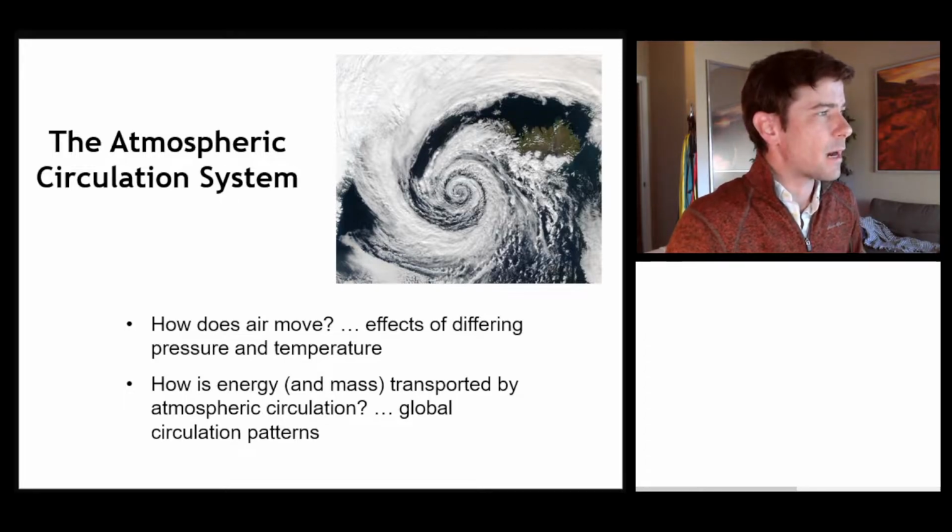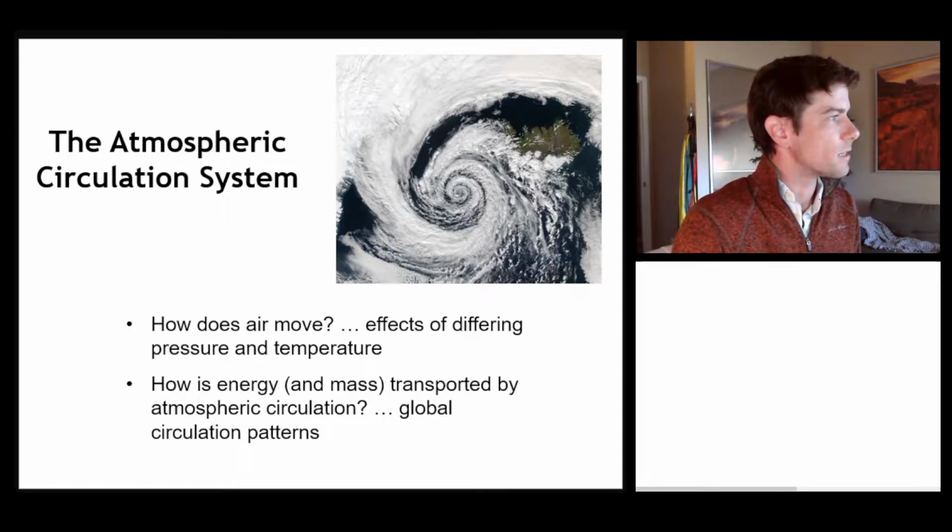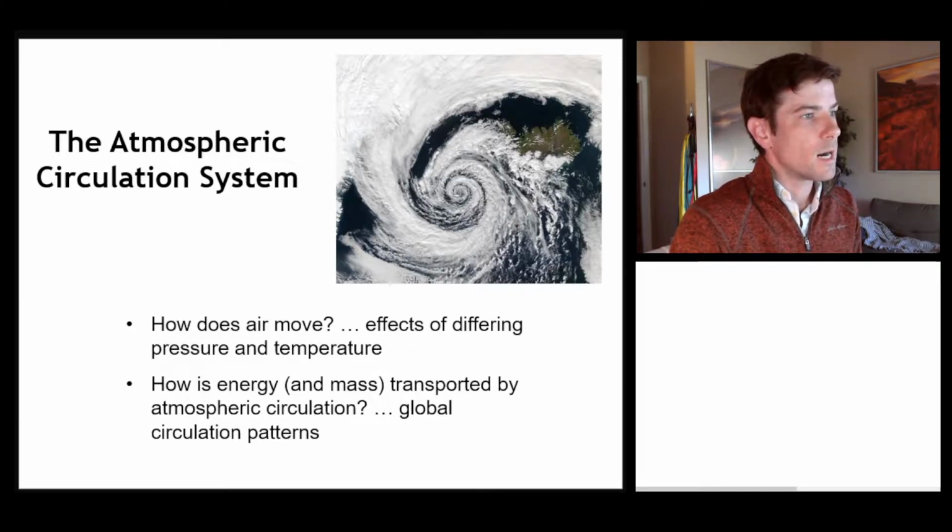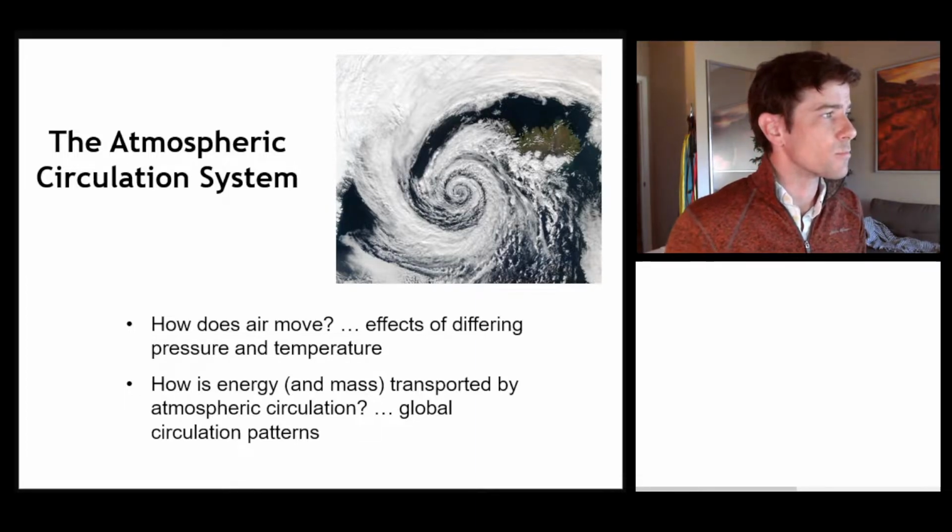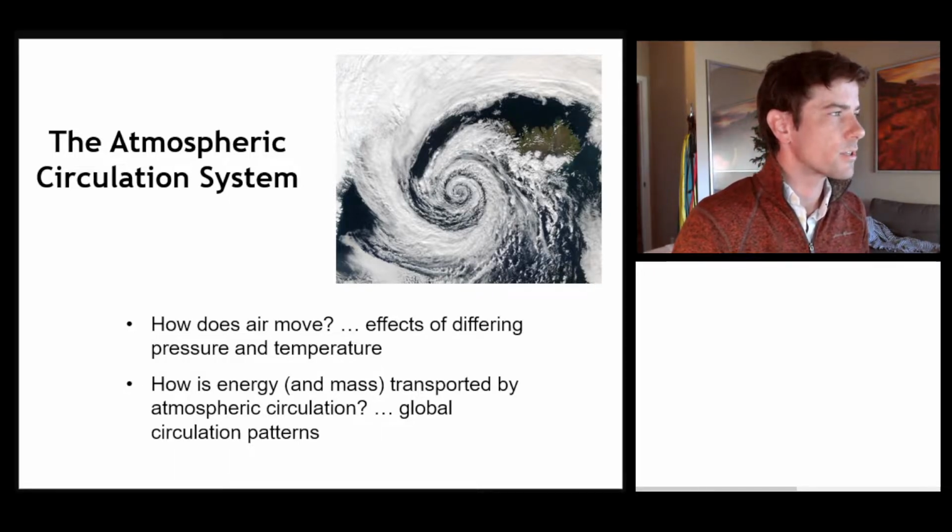So this PowerPoint is beginning the discussion of atmospheric circulation, as the title slide here says. And so, as you can imagine, that's all about how air is moved around our planet and why. And so that's what these questions here are asking. How does air move? Effects of differing pressure and temperature, and what relationship does this have with the energy balance that we spent a lot of time in the previous lectures covering?